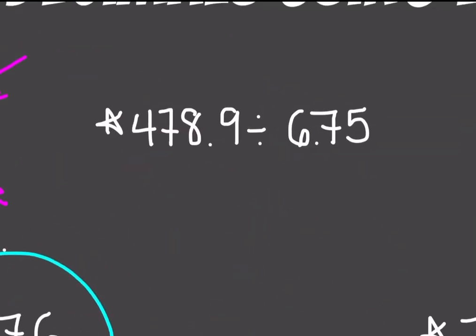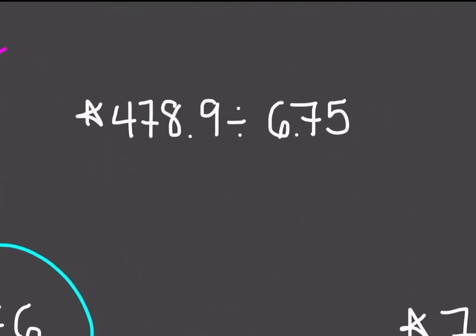Let's try number 2. Say we have a bigger problem, 478.9 divided by 6.75. I know that this is quite a big number, so my estimation is going to be off a little bit. That's okay. I could round 6.75 to 7. That would work. Some people are going to round it to 6, some people are going to round it to 5. I just like to keep it as close to my divisor as possible. So I'm going to say 6.75 is really close to 7.